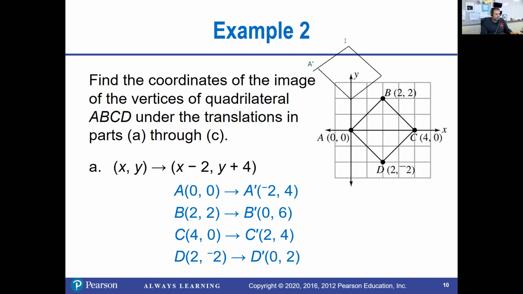Okay, this would be at B prime. This would be at C prime. And then here would be at D prime. And you'd have your shape. Now, of course, again, it doesn't look very good because I'm way off the grid. Okay, so you get the idea.